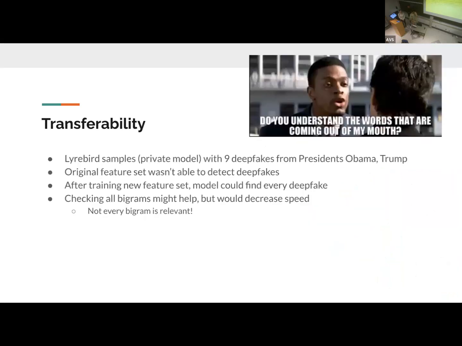Finally, for transferability, they used a private commercial deepfake generator called Lyrebird, with a few deepfakes from them. But actually, the original feature set wasn't able to detect these new deepfakes, and they actually had to retrain the model and extract a new ideal feature set to be able to identify them. And yeah.